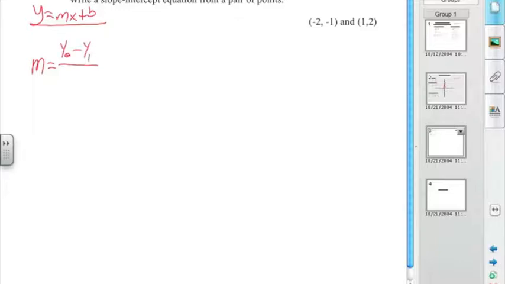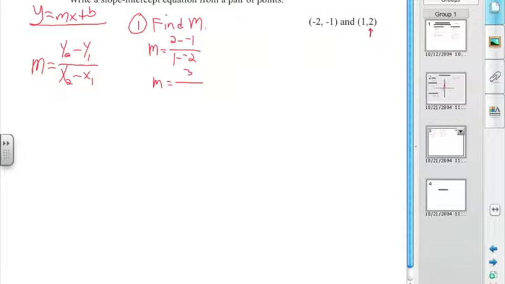Yes. y2 minus y1 over x2 minus x1. So we will substitute in to find the slope. So y2 in this case will make it this number here. So we're going to have 2 minus -1 over 1 minus -2. And when we simplify that, 2 minus -1 is 3. 1 minus -2 is 3. So the slope is actually going to be 1. I will simplify in this case.